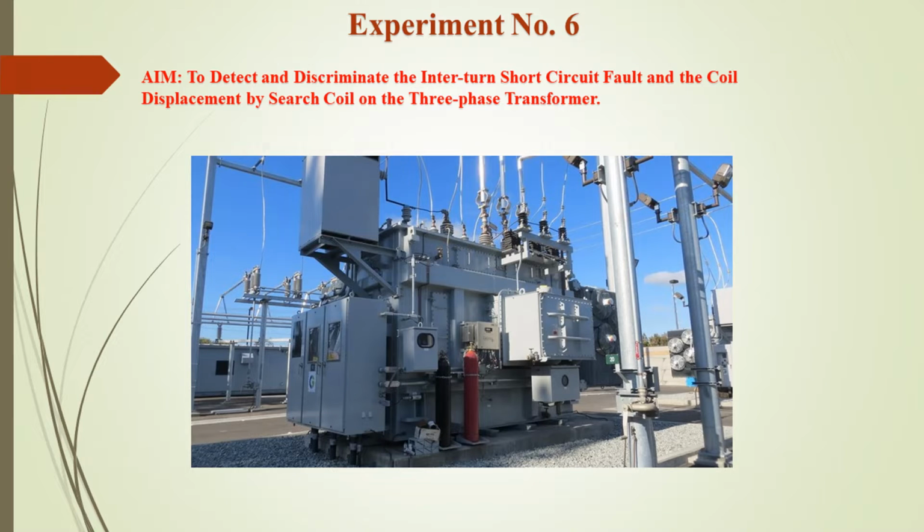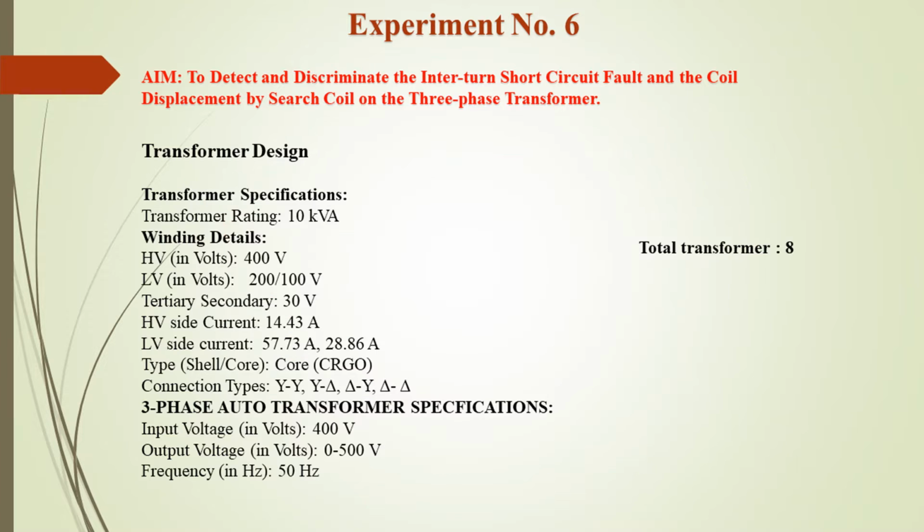Welcome to this video. Today we will demonstrate the online monitoring of the three-phase transformer to detect and discriminate the interturn short circuit fault and coil displacement by using the search coil for the three-phase transformer. This method uses the concept of mutual inductance, as the voltage induced in the search coil depends on the mutual inductance. This online condition monitoring using search coil is performed on the specially designed 10 kVA transformer.